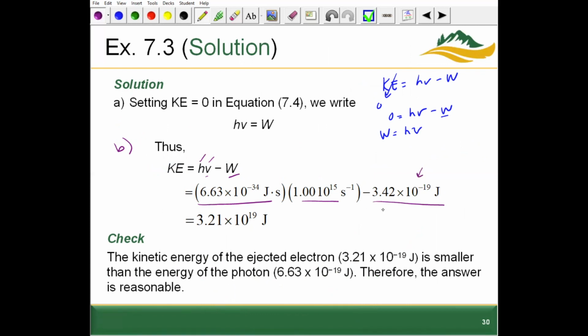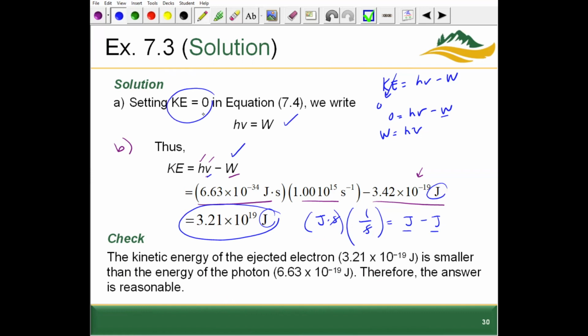So just focusing on how the units work out, we're going to see a joule times second for Planck's constant. For a frequency, that's a hertz or a 1 over second. Here, seconds and seconds cancels out. That's just joules minus a value that's in units of joules. So when we're subtracting or adding, those units need to be consistent, and they are here. In the end, we'll get 3.21 times 10 to the negative 19th joules. So again, that was using this equation and this equation when kinetic energy equaled 0.